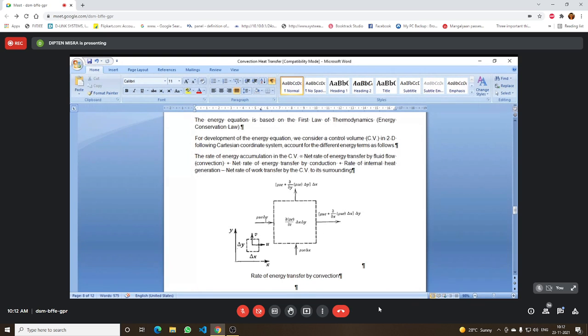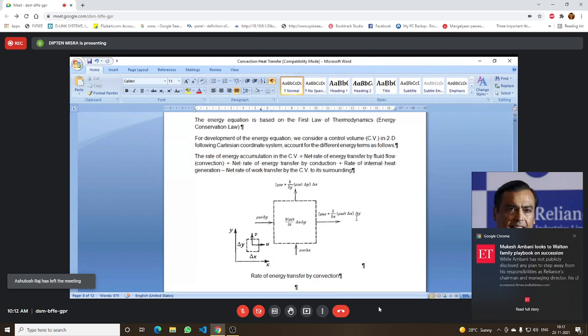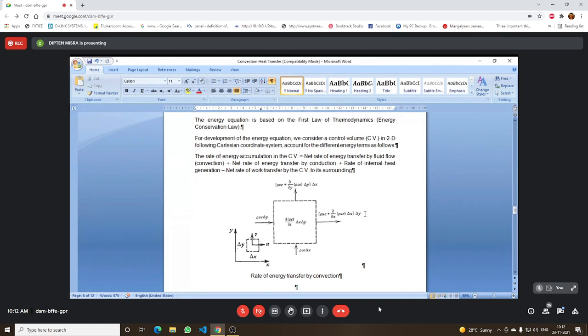Because this delta y is independent of x, we can bring it out, and the energy which is going out is simply, the energy entering is rho u e into delta y. It will be rho u e into delta y plus del del x of rho u e into delta y, and that delta y you can bring out. It becomes del del x of rho u e into delta x delta y.